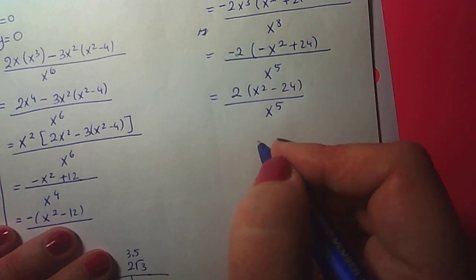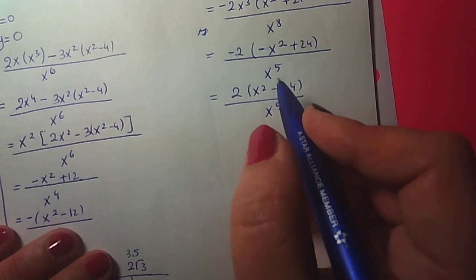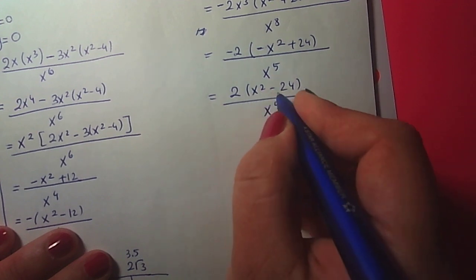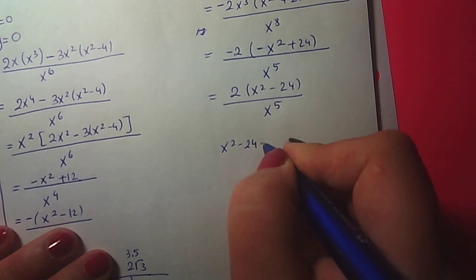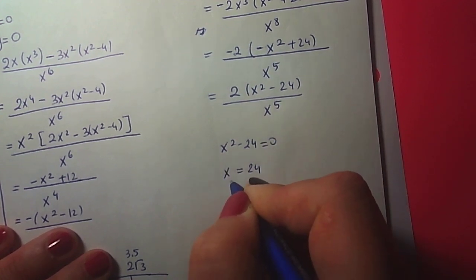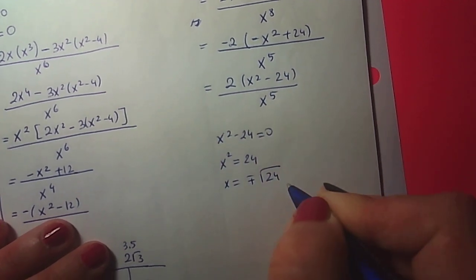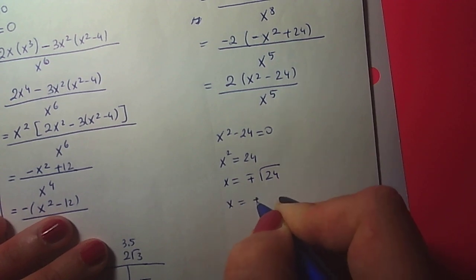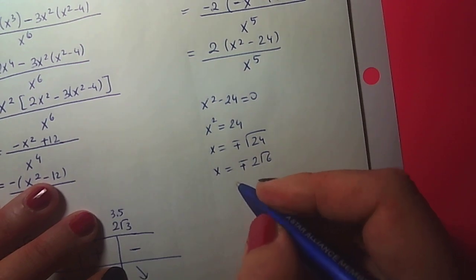Again, to do the second derivative test, I need the zeros of the second derivative and whatever makes the second derivative undefined. In this case, let me take this factor and make it equal to 0. So we solve for x. So we get x equals plus and minus square root of 24. Simplify it, plus and minus 2 root 6.